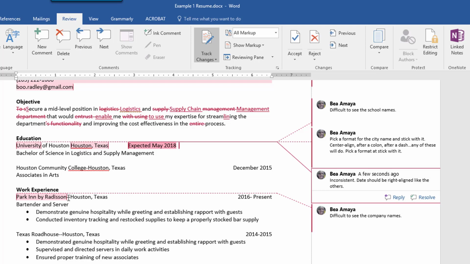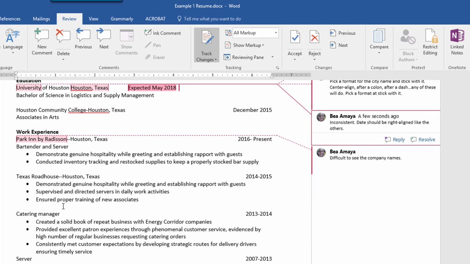But the next section, of course, is work experience. Now here, I'm just going to read through quickly and see what I can do to help him. The first one he talks about is being a bartender and server, and this is a current job. So he says, what you're trying to list here is a description of your job duties. So he has that he, to demonstrate genuine hospitality while greeting and establishing rapport with guests. Okay, that's okay. It's a little wordy, but not too bad.